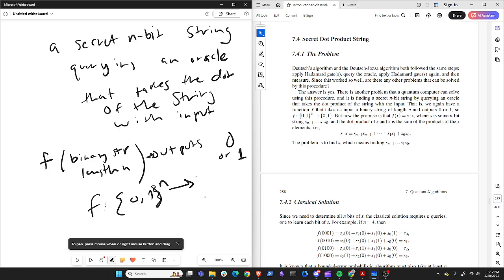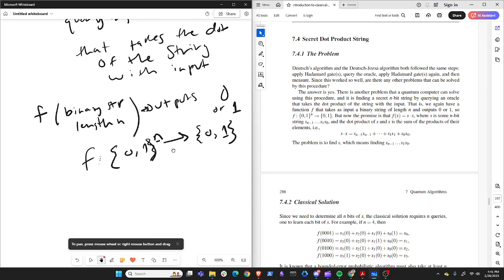Okay, perfect. Yeah, so we have some function, some oracle that is essentially mapping some string of zeros and ones of n length to a 0 or 1. This time, however, it's more specific that f of x is equal to s dot product x, where s is our secret string and x is our input to the oracle.